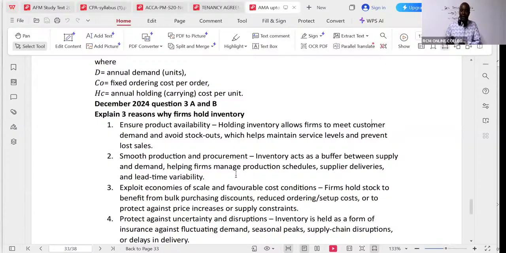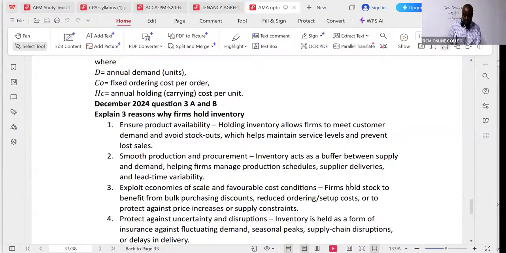So in this case here, even if the demand becomes quite a bit higher than what you're able to supply, we can easily go to our stores. Exploit economies of scale. Because when you buy many of these things at once, you're going to access them at a lower price. So exploit economies of scale and the favorable cost conditions.